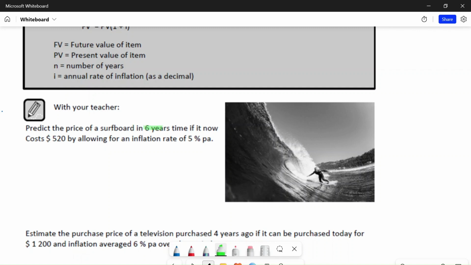Now, we're going to highlight the important parts here. We've got this inflation is occurring over 6 years. The original cost of the surfboard is $520, and the annual rate of inflation is 5% per annum. So we're going to detail the inputs that we're going to use on that finance solver. So as usual, we write down what we're going to put into the solver.